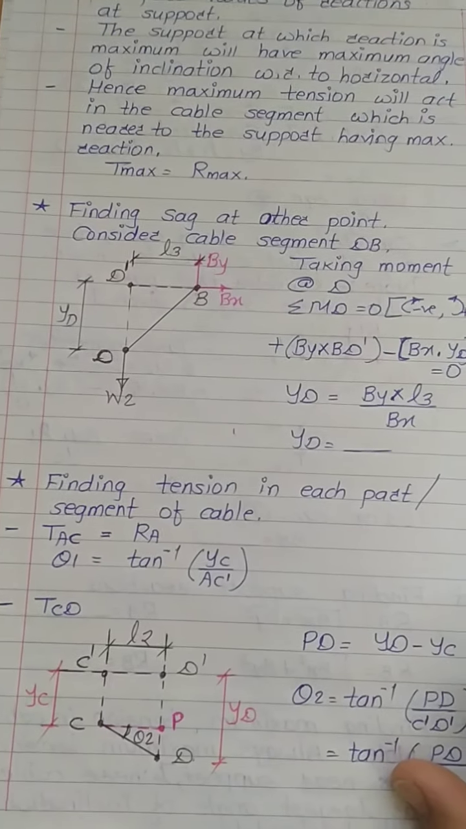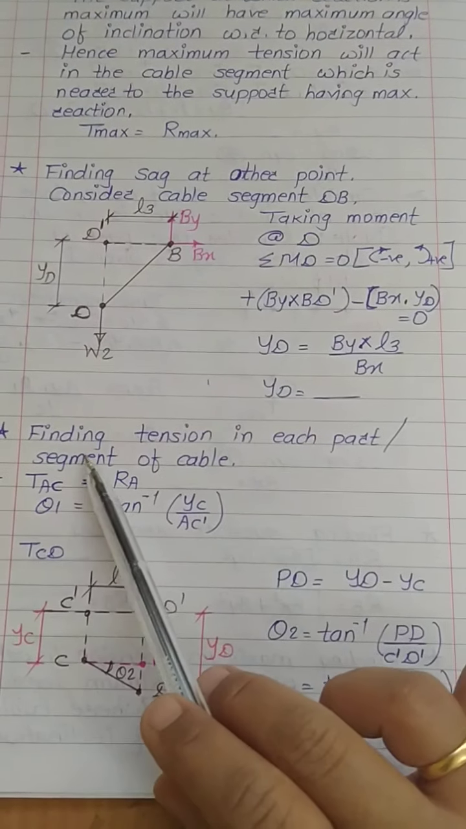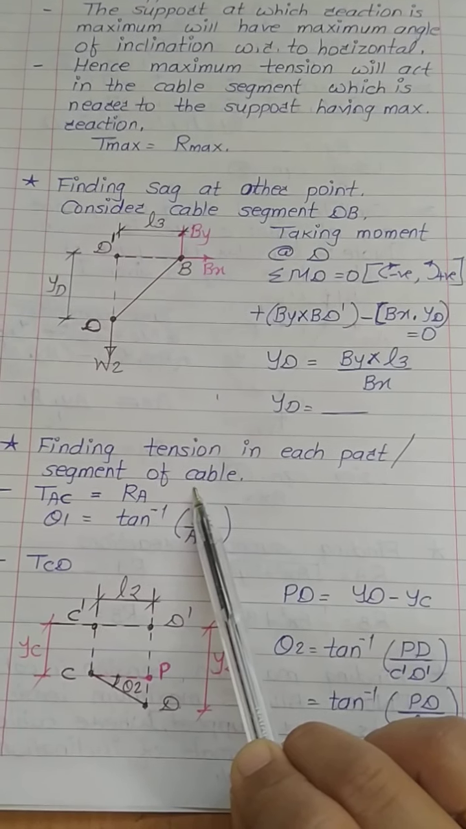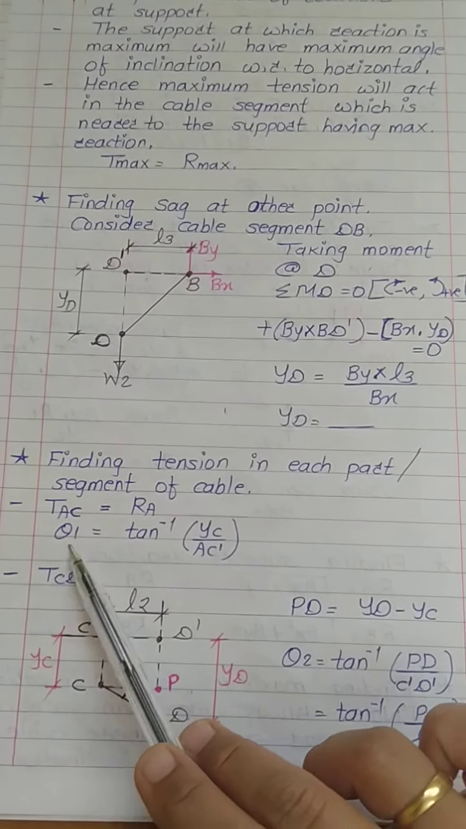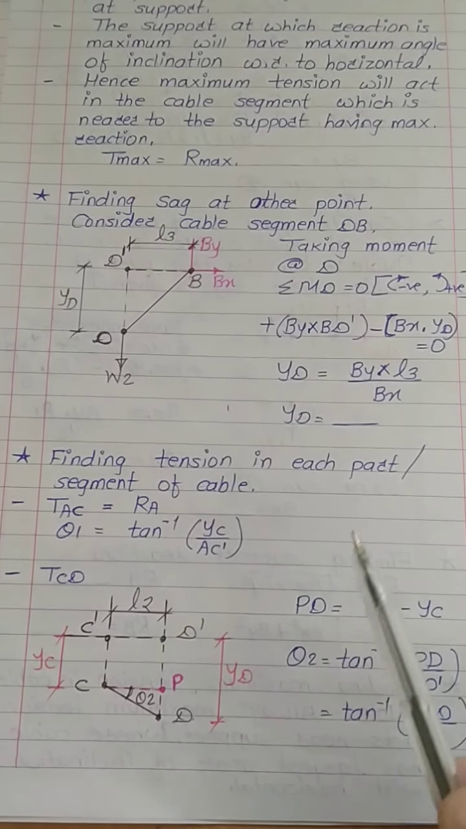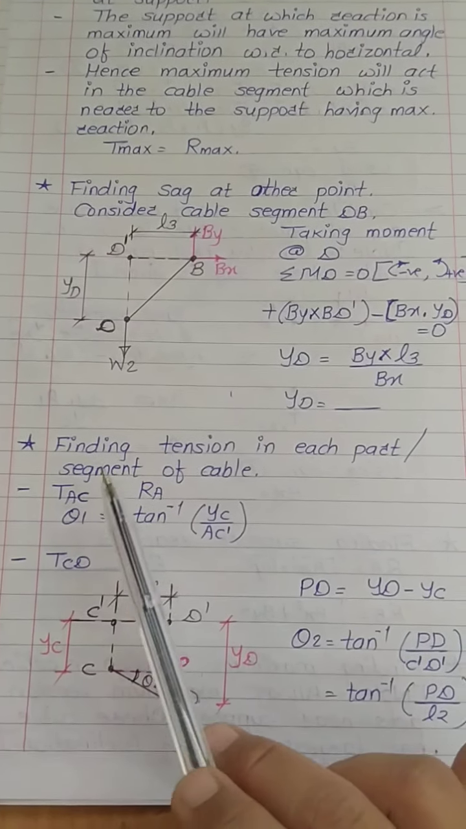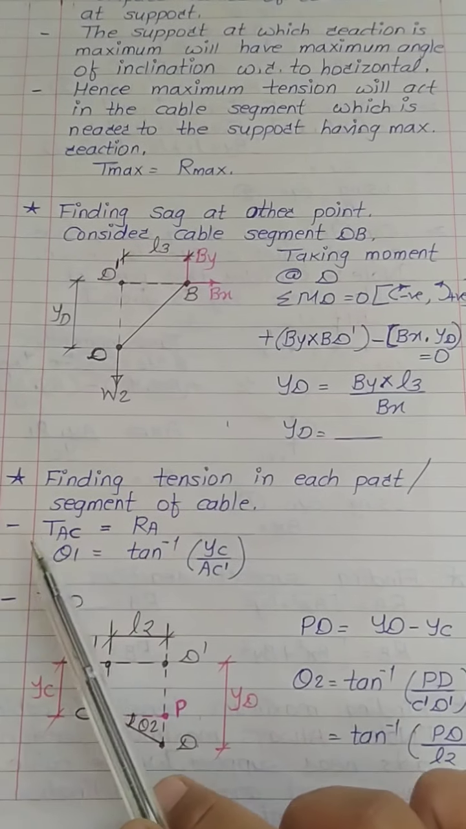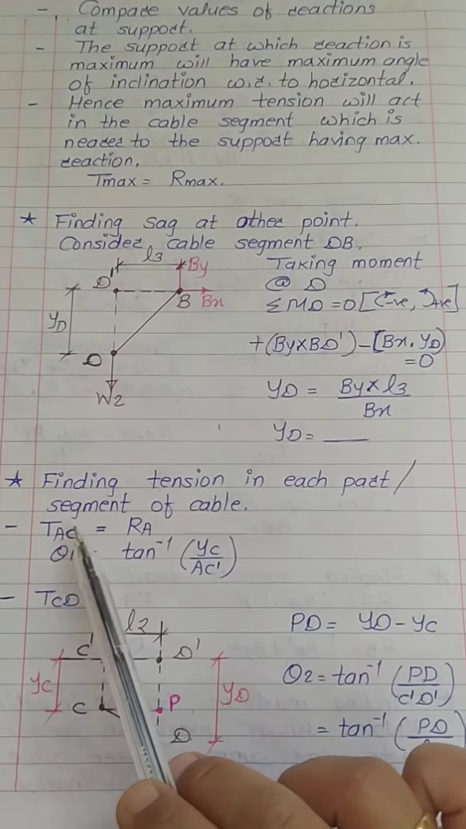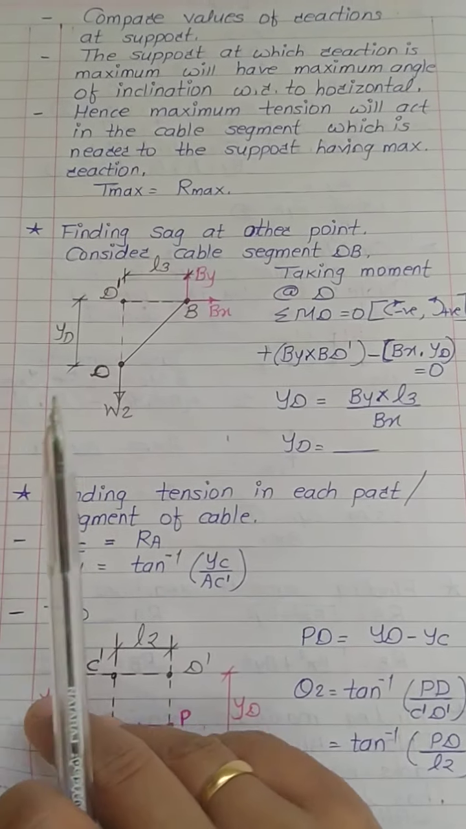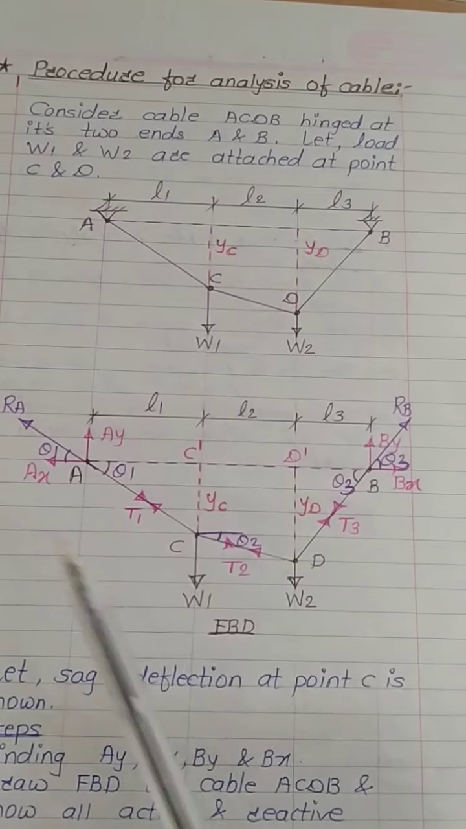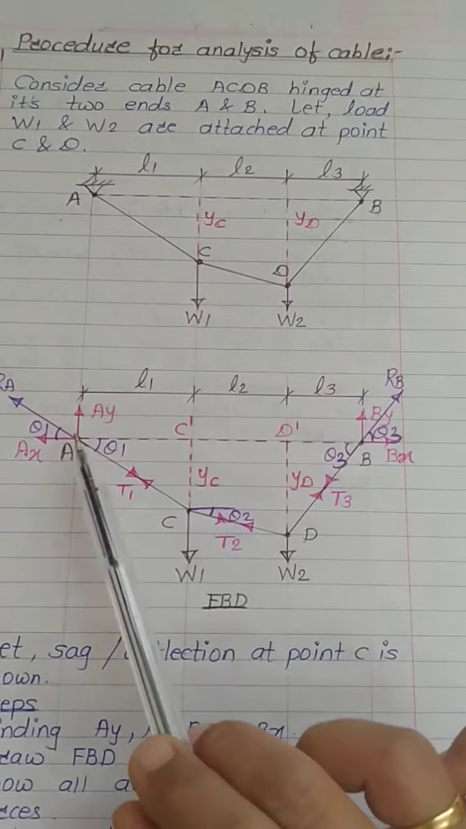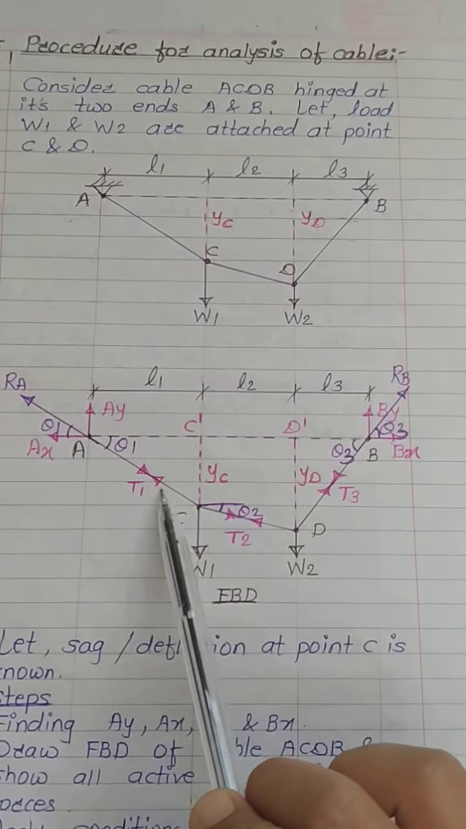Next part, we have to find tension in each part or each segment of cable. Suppose we have to find tension from A to C, C to D, D to B. Now already we have calculated RA reaction. So whatever is the reaction at point A will be same tension developed between cable part AC. Now look, value of RA is equal as that of tension in part AC, which is T1. So RA equals to T1.